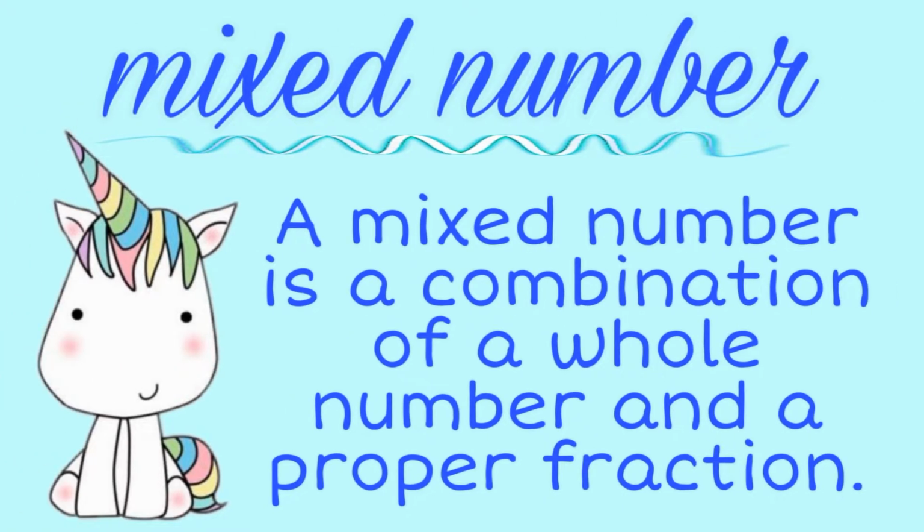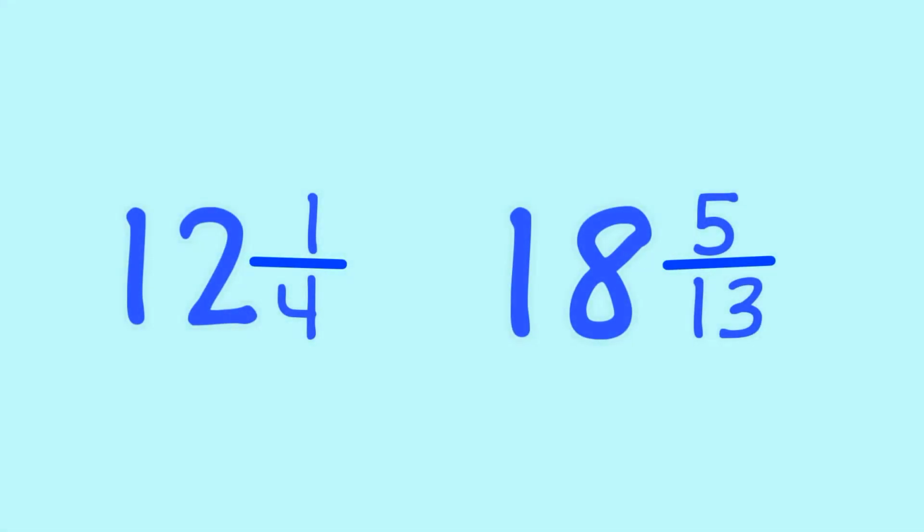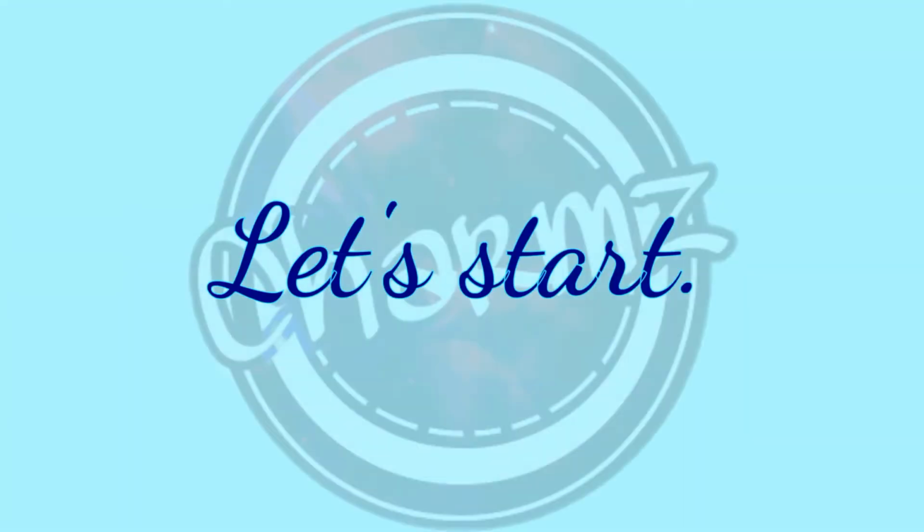What is a mixed number? A mixed number is a combination of a whole number and a proper fraction. Examples are 12 1/4 and 18 5/13. Let's start.